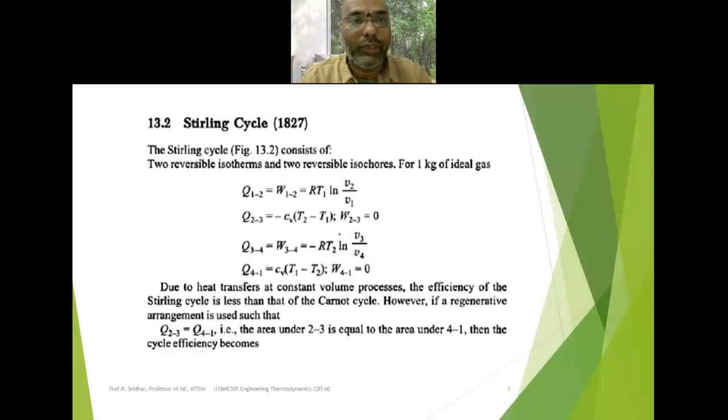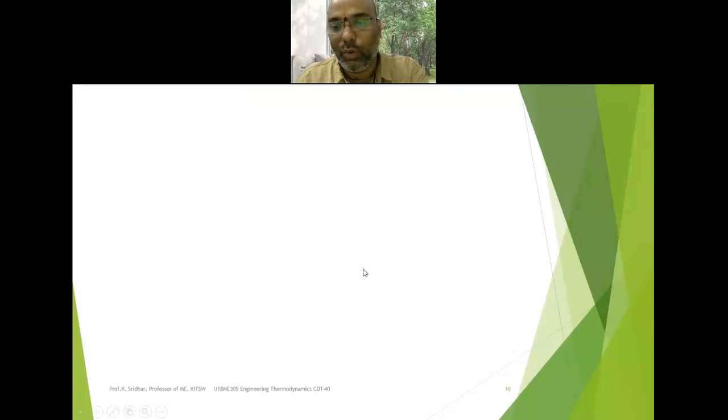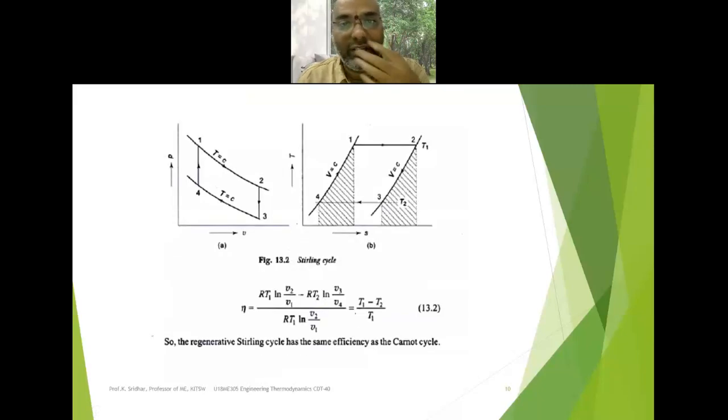The next one is the Stirling cycle. Stirling is a scientist who invented this cycle in 1827. Here also, how can we represent the Stirling cycle on the PV diagram and the TS diagram? What is the difference between the Stirling cycle and the Ericsson cycle? In both cycles the two isothermal processes are the same, but the Ericsson cycle has two constant pressure processes, whereas in the Stirling cycle these are replaced by two constant volume processes. That is the difference between the Ericsson cycle and the Stirling cycle.